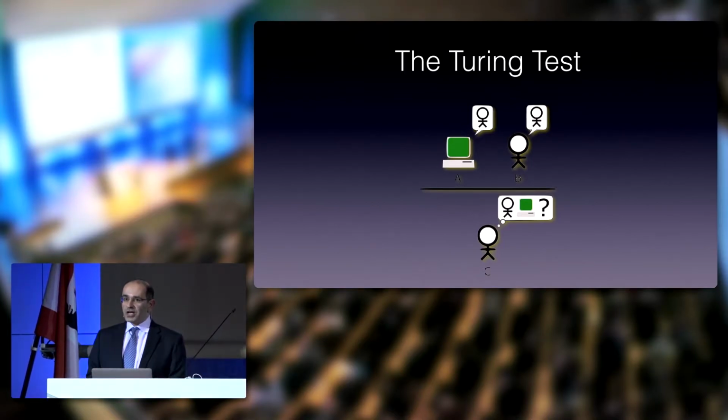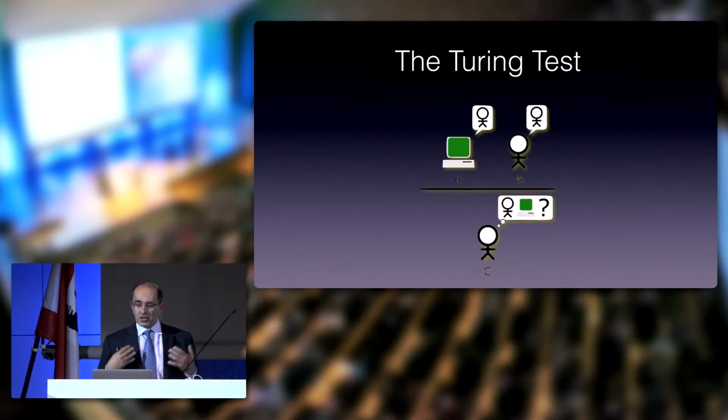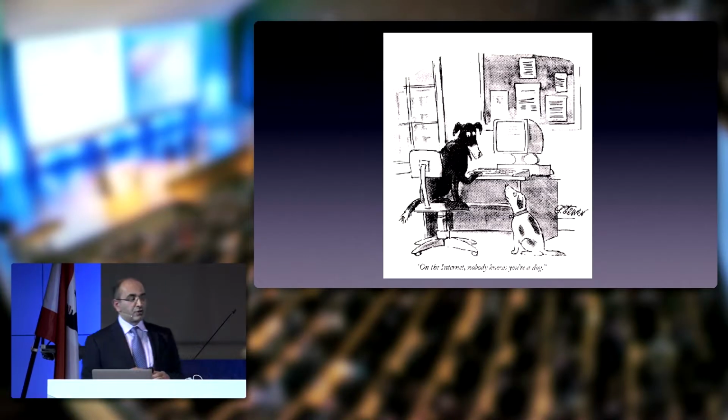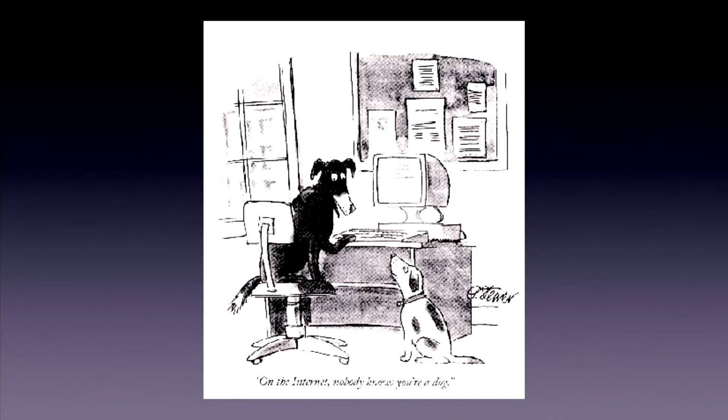After asking a number of questions, if the judge has to guess which one is the human and which one is the computer, and the judge gets it wrong or can't tell the difference, then we say that the computer has passed the Turing test. It has successfully fooled humans into thinking it's a human. It's a little bit like this cartoon from The New Yorker, which says, on the internet, nobody knows you're a dog. So if you can fool people, then you can pass this operational definition.